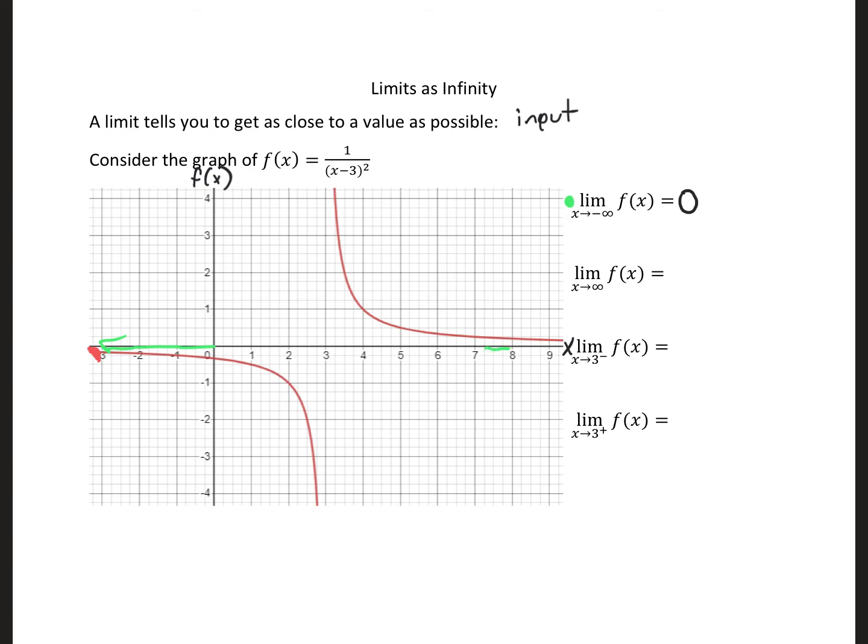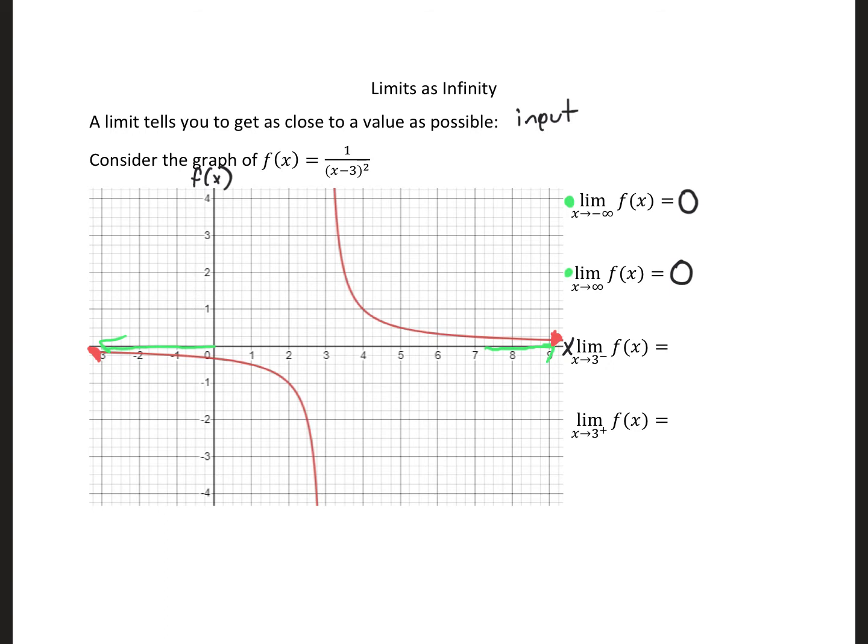Similarly, as we move out to the right, which is what this second limit is telling us to do, go out to the right as far as you possibly can and determine where the function is heading. This function is getting closer and closer as well to the x-axis, which is an output level of 0.